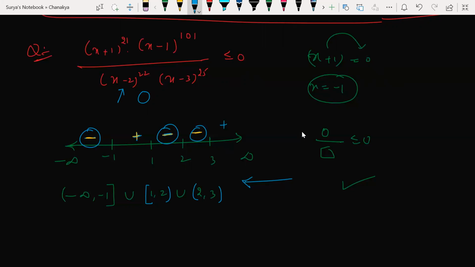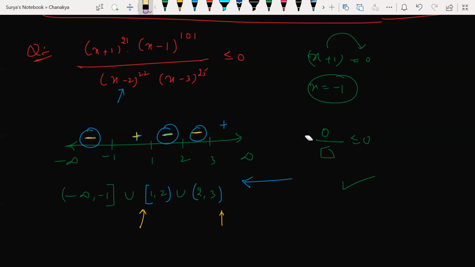Very simple. If you are able to substitute that value and get a true statement, you can include that. If not, you can't. If I'm not including some value, I'll be writing open bracket. If I'm including something, I'll write close bracket. So why can't you write this as simply 1, 2, 3, something like this? Why can't you write like this?